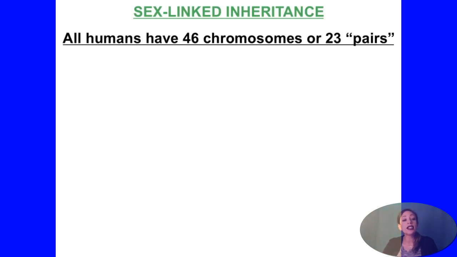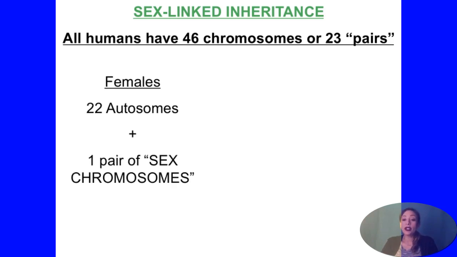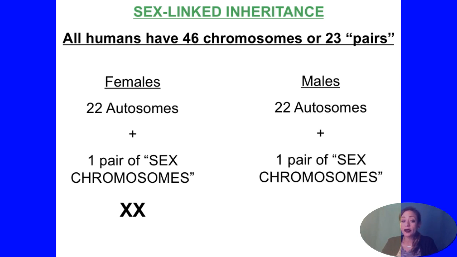So the next kind of inheritance we're going to be looking at is sex-linked inheritance. Let me go ahead and refresh your memory. Remember, we have autosomes in our pairs. We have 22 autosome pairs in our chromosome makeup, and we also have one pair of sex chromosomes. If you're a female, your sex chromosomes are going to be XX. If you're male, your sex chromosomes are going to be X and Y. All in all, you should have a total of 46 chromosomes because it's 23 pairs, that's 46.